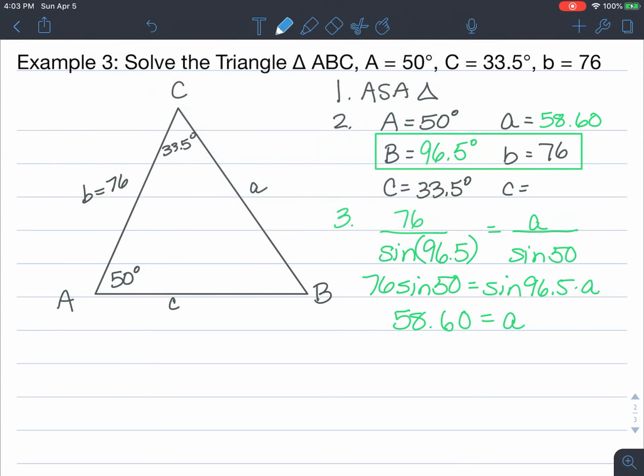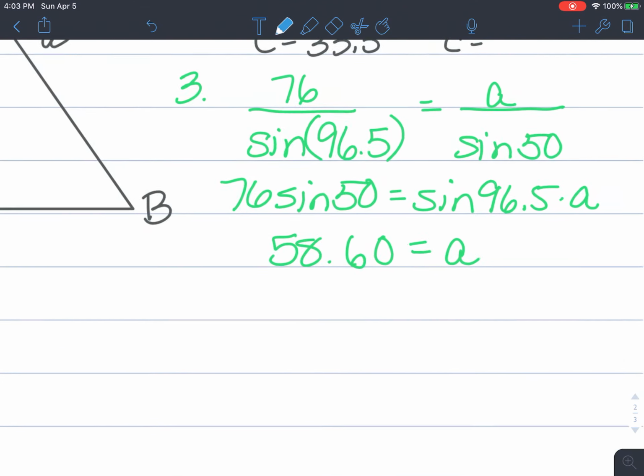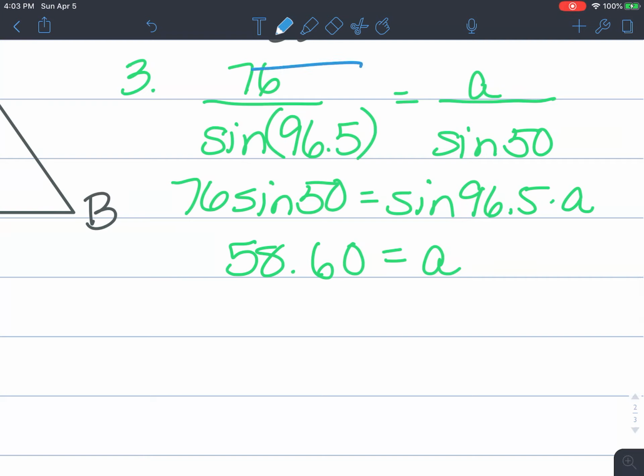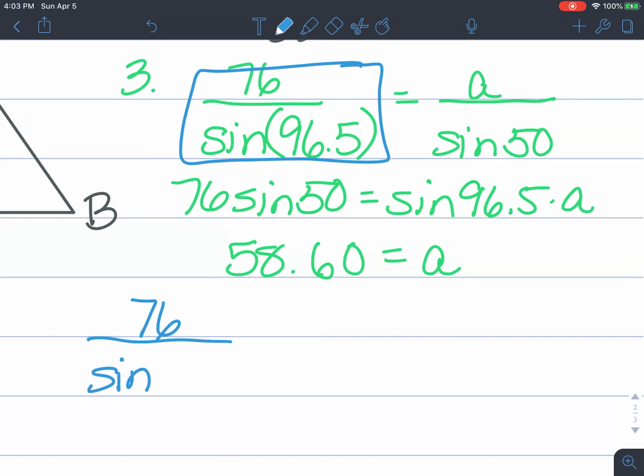Okay, and then we'll repeat the process for side C. So keeping the same ratio to start: 76 over sine 96.5 equals C over 33.5.